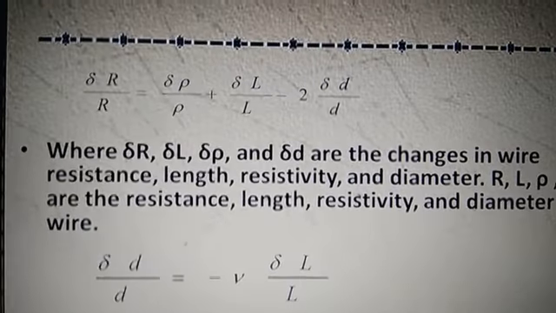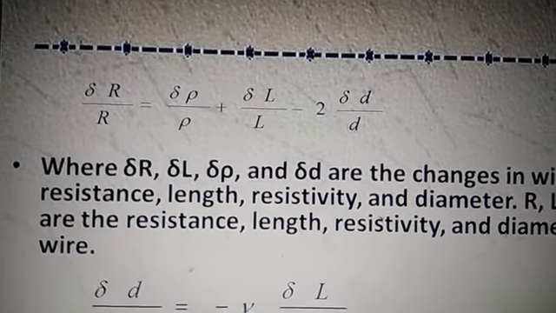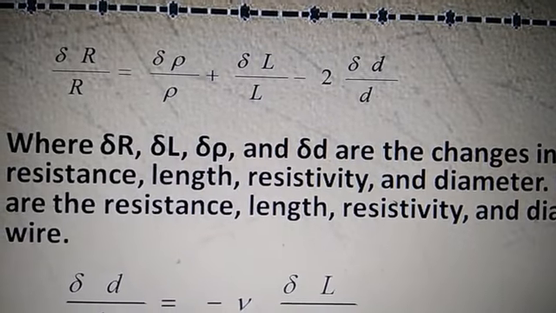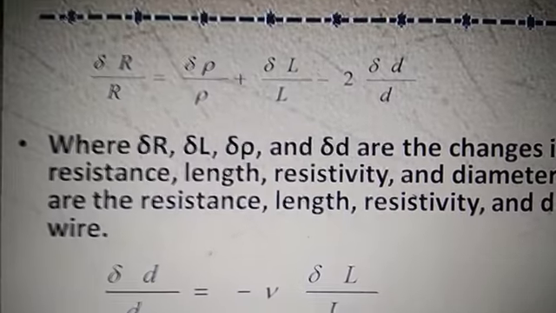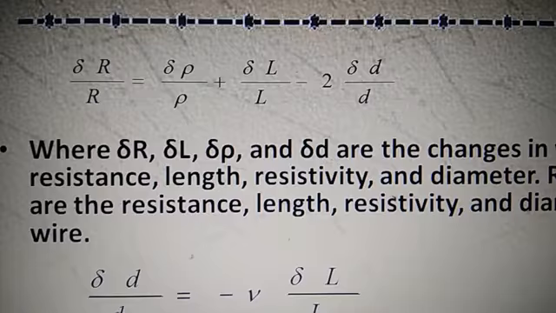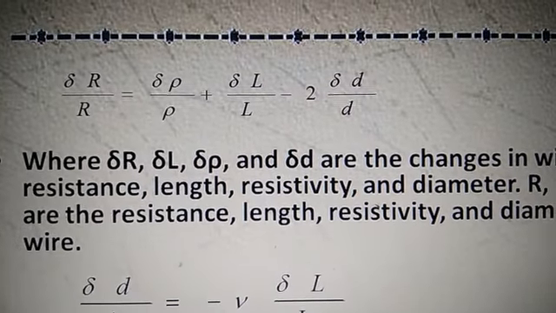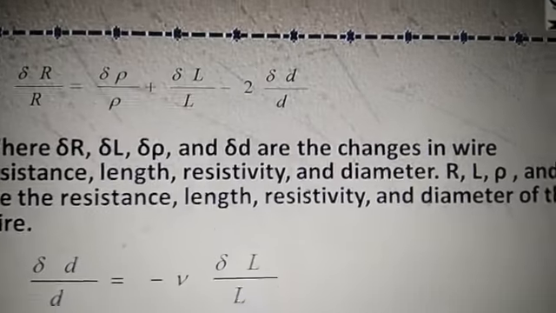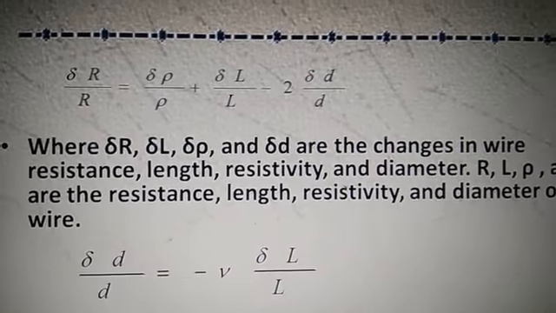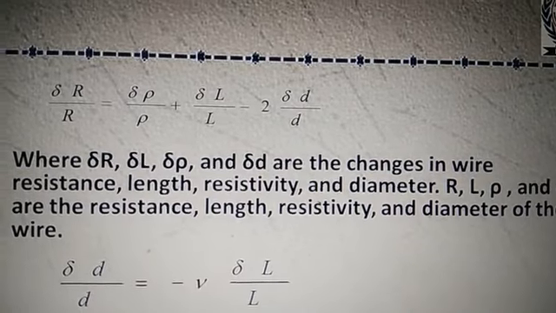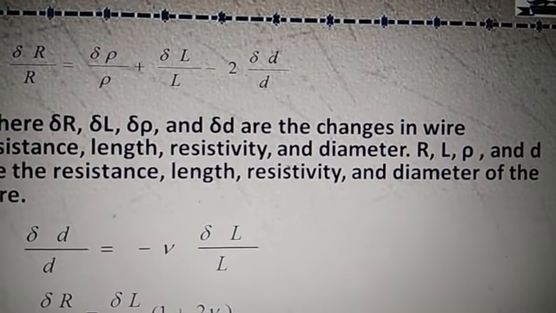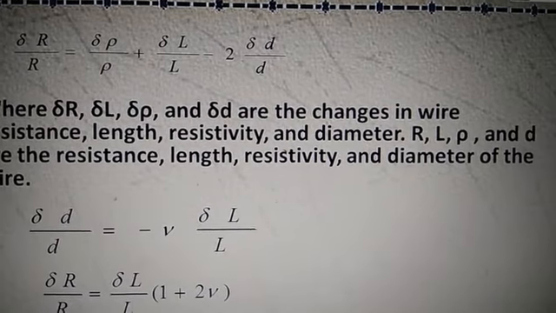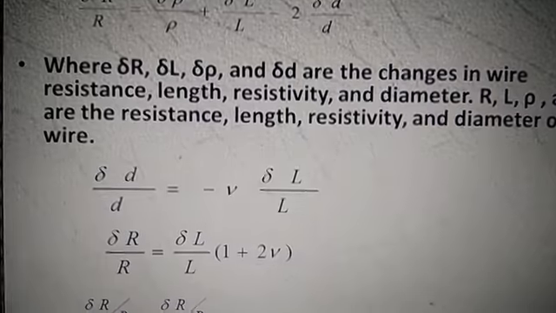We find that the resistance of the wire will also be changed. This is the equation: del R upon R is equal to del rho upon rho plus del L upon L minus twice del D upon D, where del R, del L, del rho and del D are the changes in wire resistance, wire length, wire resistivity and diameter. R, L, rho and D are the resistance, length, resistivity and diameter of the wire.